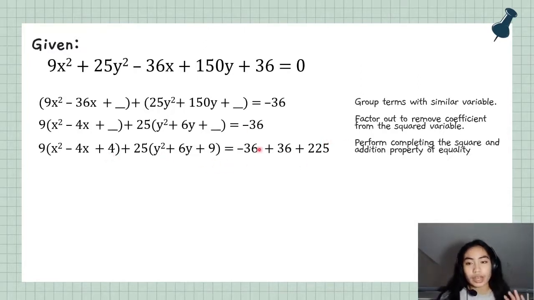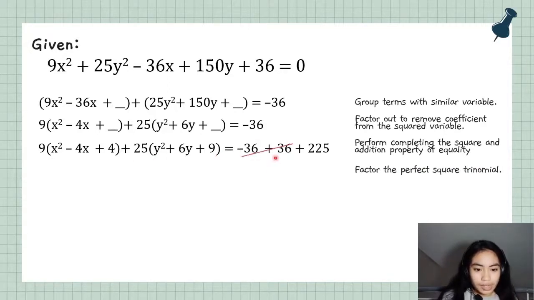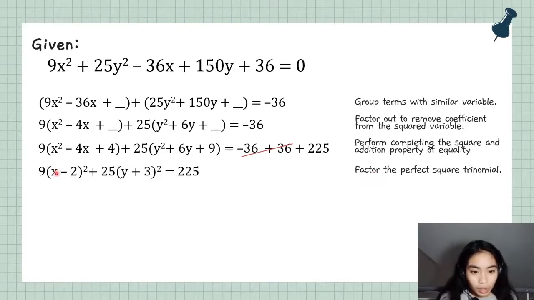And then don't forget the addition property of equality. So whatever you add here, you add it on the other side as well. But take note, you need to multiply it first with the one that we factored out earlier. Okay, and then we just cancel that out because that will be equal to 0. And then we factor out the perfect square trinomial.